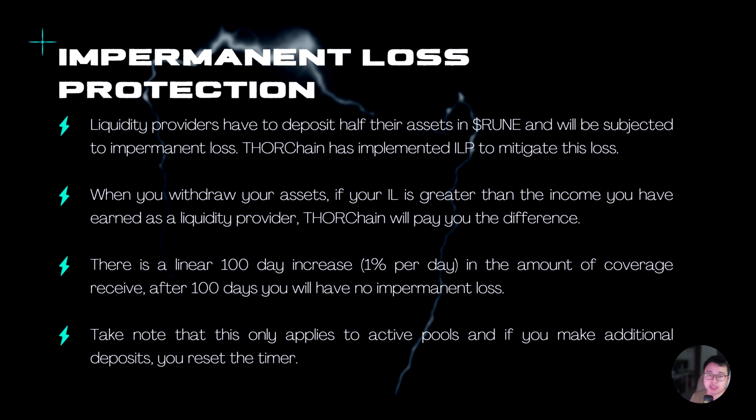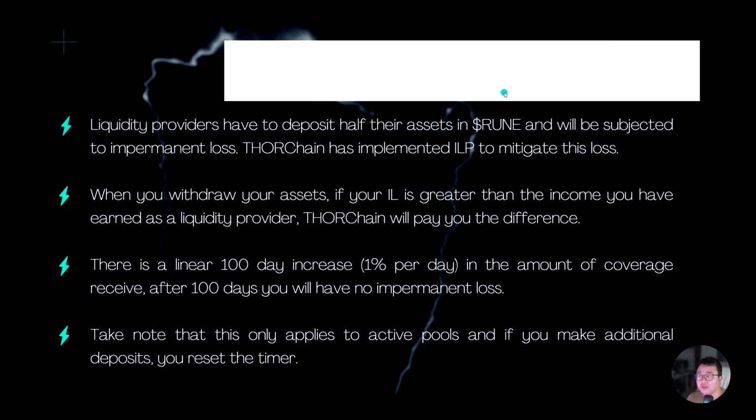So after 100 days, if you put in 10 Bitcoin inside, at the end of 10 days, if you withdraw, no matter how much RUNE drops compared to Bitcoin, you will still receive your 10 BTC back. But of course, if RUNE goes up, then you will have more Bitcoin. So there's no impermanent loss there. And therefore, when you withdraw, you won't have impermanent loss protection because there is no loss for you to be protected from. So hope that is clear.